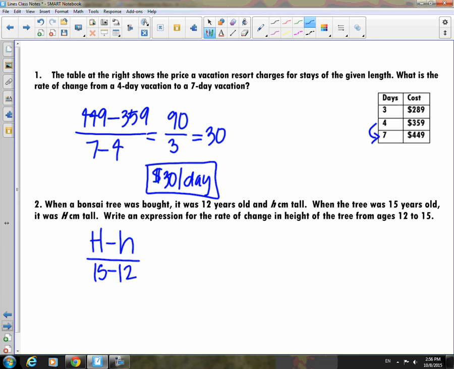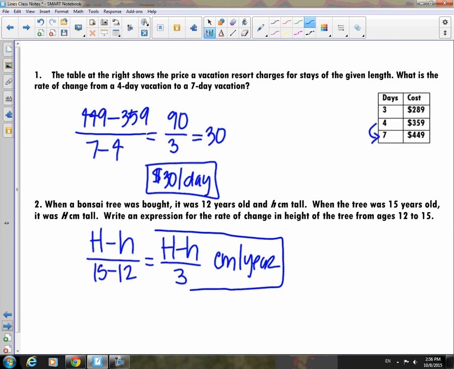So we're always looking at that difference. So we'd have capital H minus lowercase h over 3. And our label then would be centimeters per year. So again, we're adding our variables today. And since we can't simplify those variables, we're just going to leave it capital H minus small h.